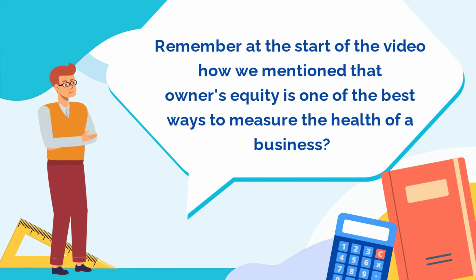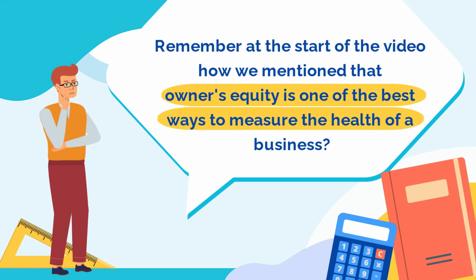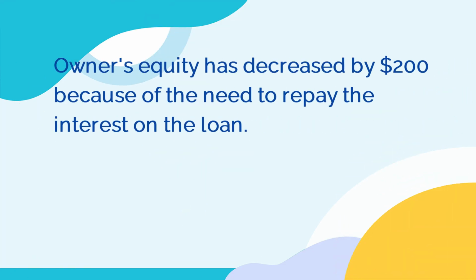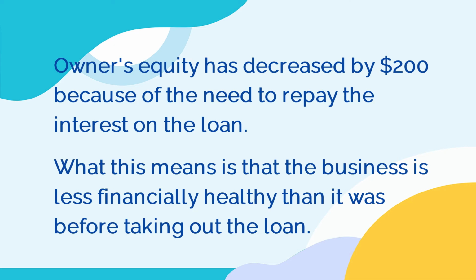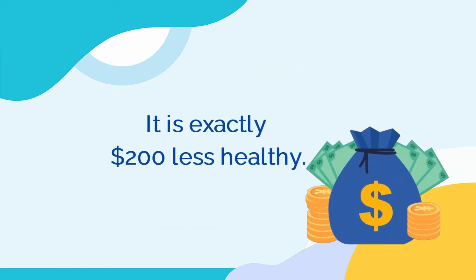Remember at the start of the video how we mentioned that owner's equity is one of the best ways to measure the health of a business? Well, in this example, owner's equity has decreased by $200 because of the need to repay the interest on the loan. What this means is that the business is less financially healthy than it was before taking out the loan. In fact, it is exactly $200 less healthy.